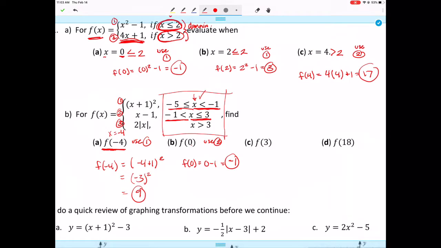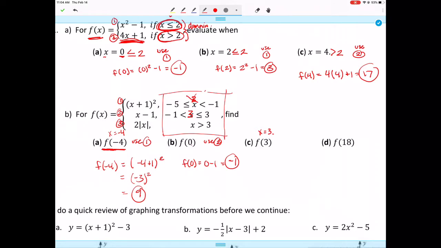Okay. Next one, we'll look at 3. All right. Let's just erase this a little bit. I'm sure you're going to be able to do this much quicker than the way I'm explaining it to you, just because I want to make sure that you're understanding. So f of 3, this is like when x equals 3. Does 3 fit between negative 5 and negative 1? No. Does 3 fit between negative 1 and 3?